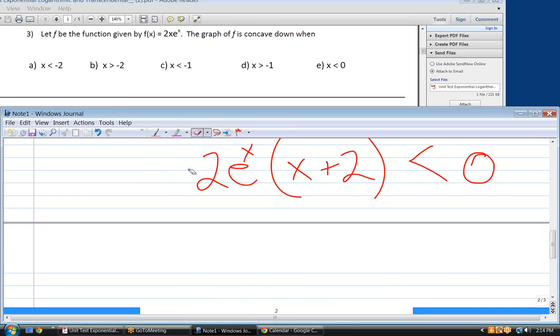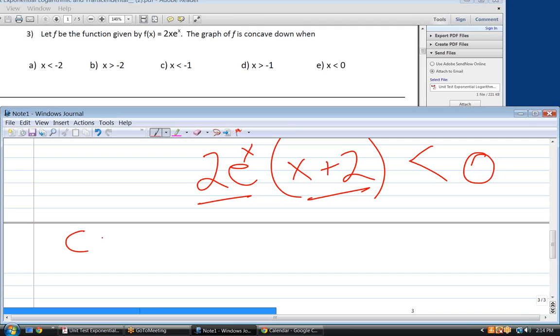So now we have this inequality to solve. What are your critical points? Critical points are whatever makes this 0 and whatever makes that 0. So the only critical point is really minus 2, because there is no x that makes this 0.